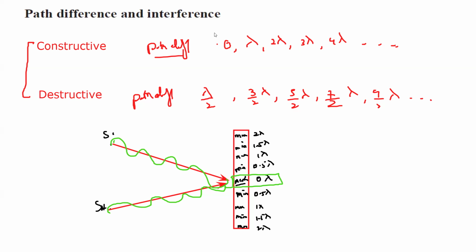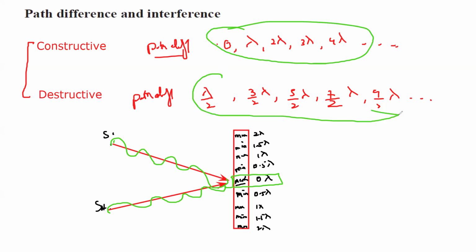How do we know it's constructive interference? If the path difference is 0, lambda, 2 lambda, 3 lambda, it is constructive. If the path difference is lambda by 2, 3 by 2 lambda, 5 by 2 lambda, it will be destructive.